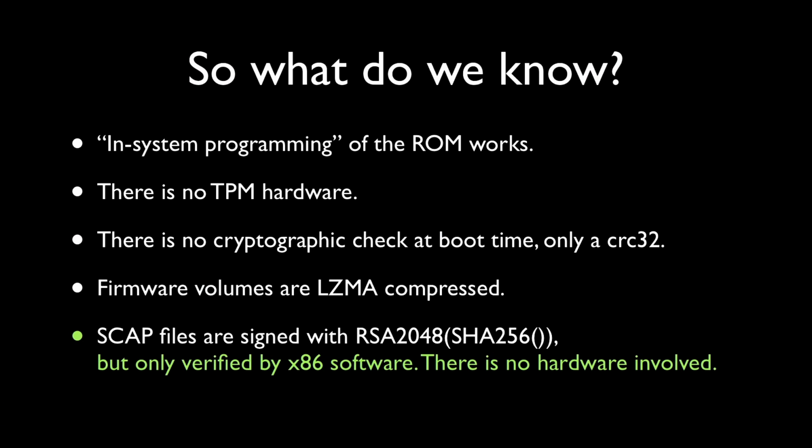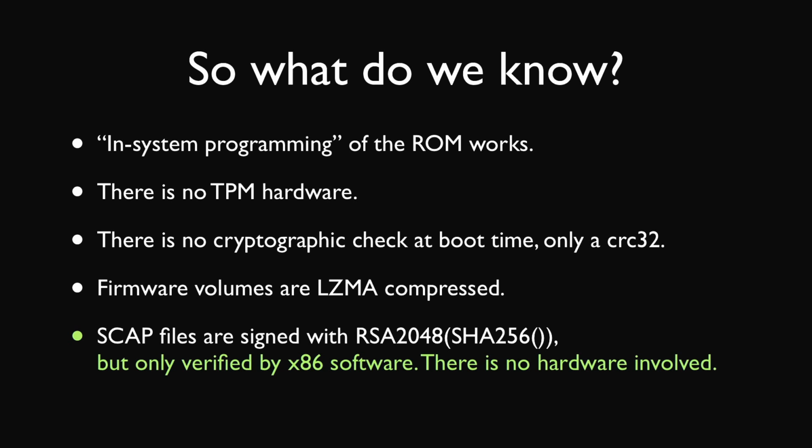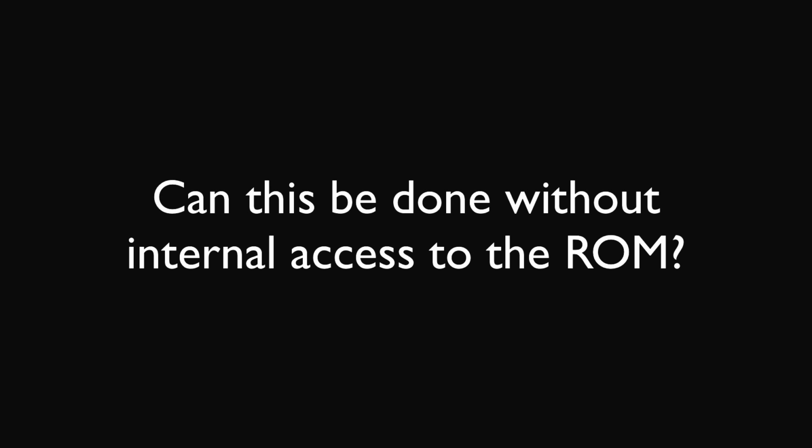This means that the firmware signatures are only being verified by software. There is no hardware involved. So the next question is, could we do this sort of change without internal access to the system? Right now, to make these changes, we have to open the machine and clip to the ROM. And based on the work that Snare did with the Thunderbolt port, I thought we might be able to.